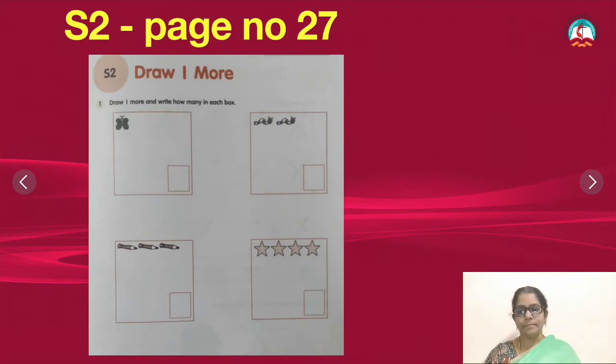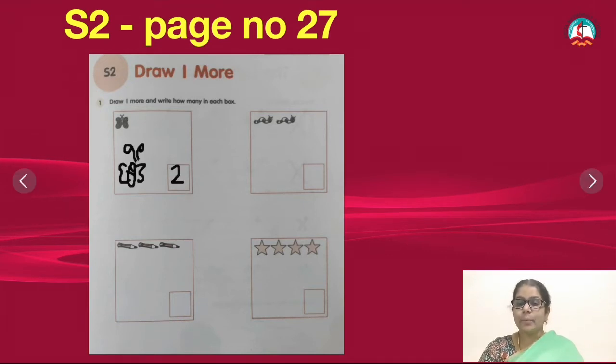Okay? Now, can you see the butterfly picture? Now, how many butterflies are here? Only one butterfly. Now, we are going to draw one more butterfly. See, now Miss is drawing the picture. First, look carefully, okay? That's all. Can you see the butterfly picture, children? Now, count how many butterflies are here now. 1, 2. 2 butterflies. Now, I am writing number 2 in the box.